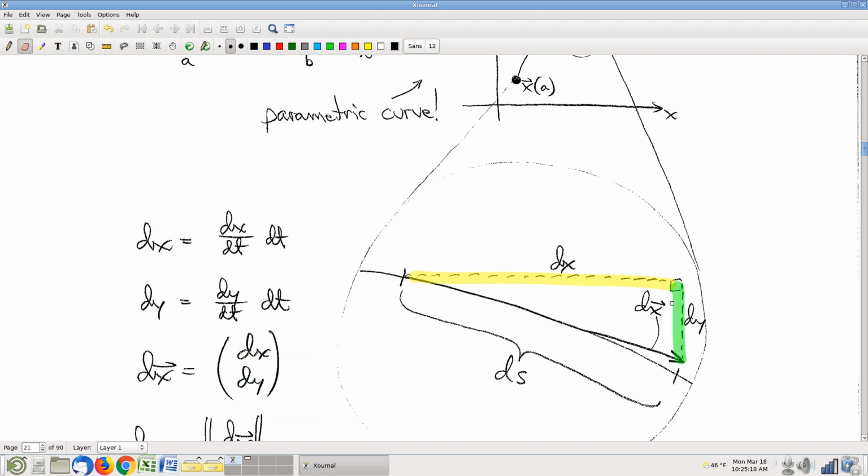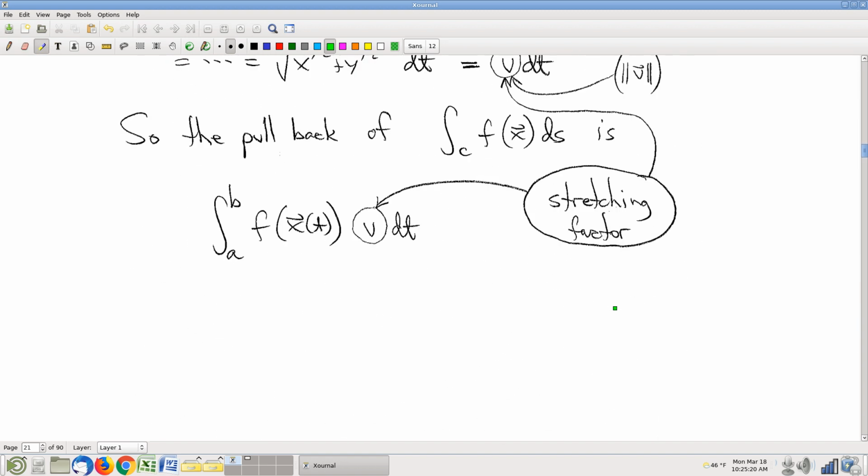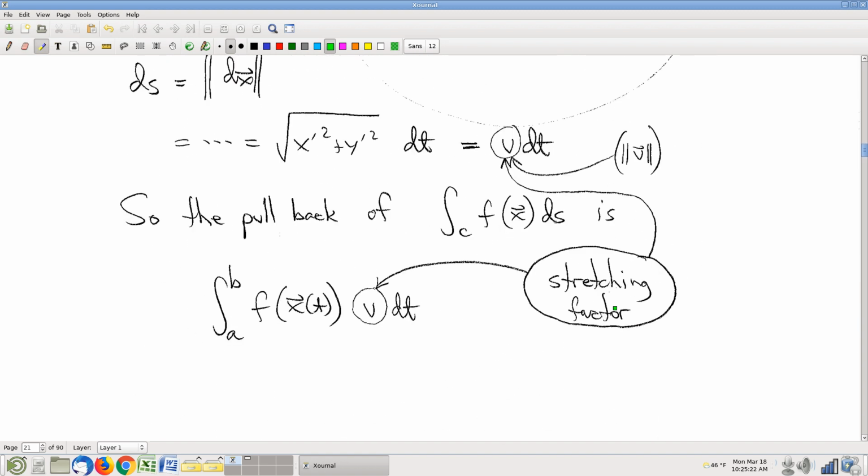Okay. We're going to take the same approach. Oh, and then plug in, spike the football here. So once you know what that dx vector is, then the magnitude is the ds, and then find the corresponding stretching factor.